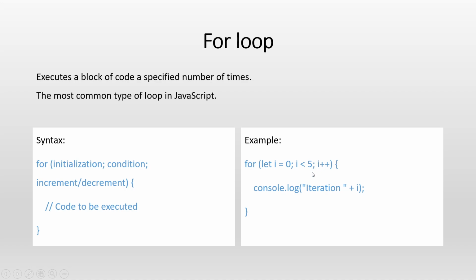After that, we have this condition: i should be less than 5. After that, there is this increment or decrement. We are using increment. Let us first execute this code, and after that, based on the output, I'm going to explain. If I don't show you the output, you may get confused.